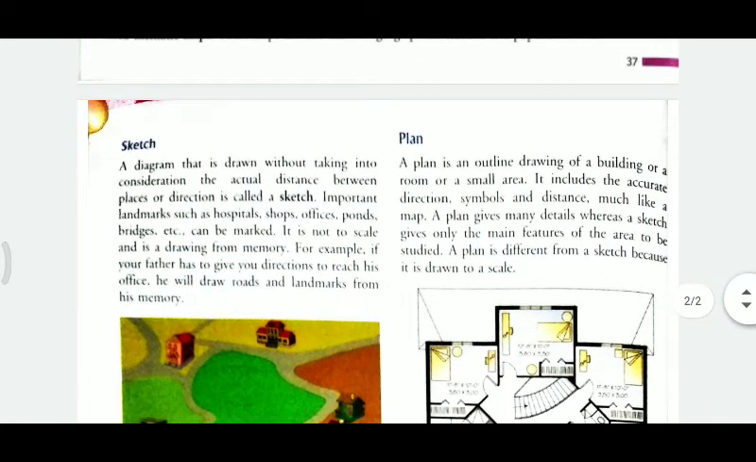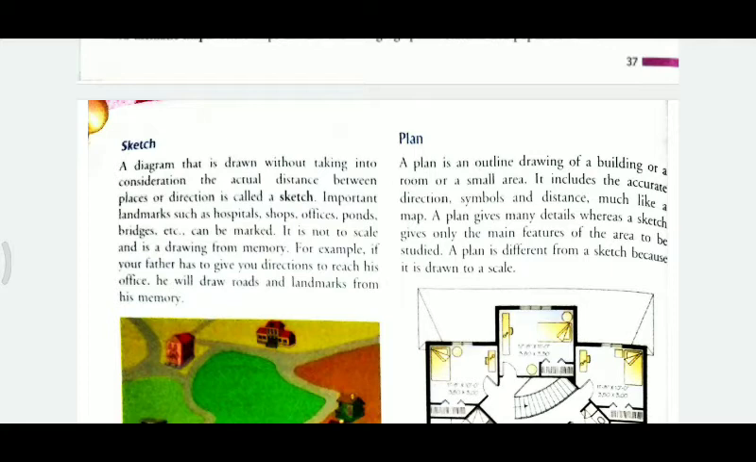A sketch is a diagram that is based on memory, and in a sketch there is no use of scale and there are no directions also. It is totally based on the memory of a person.